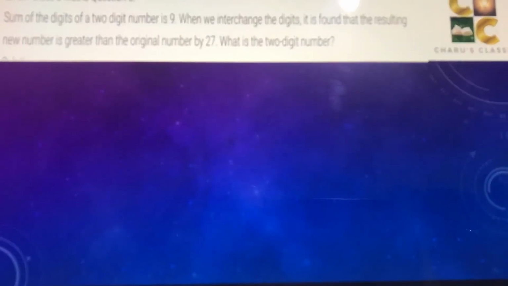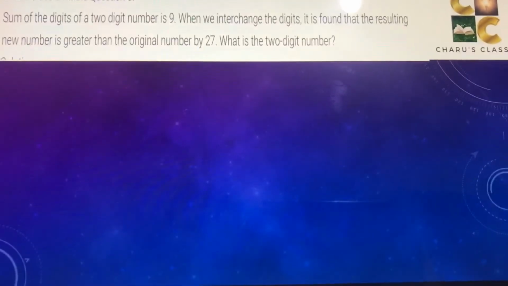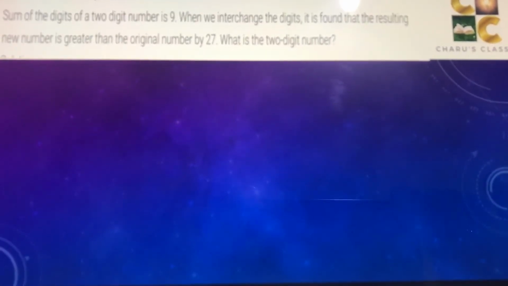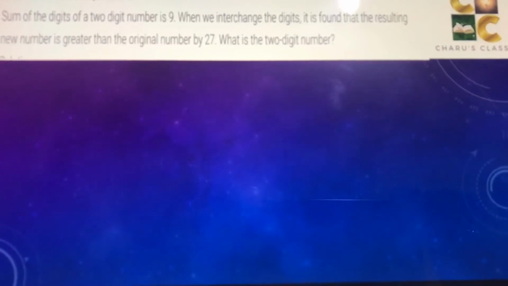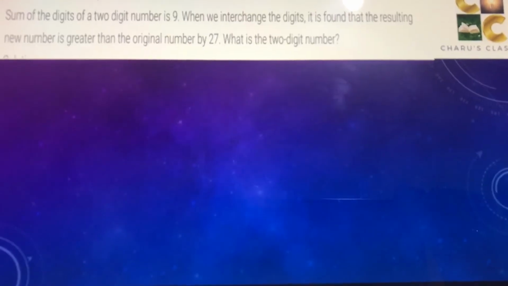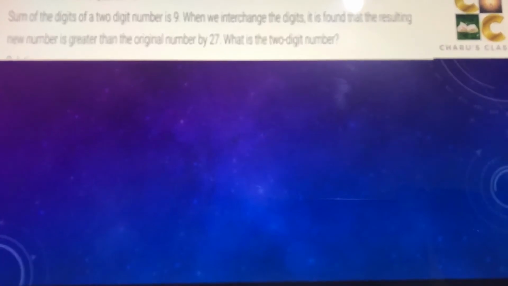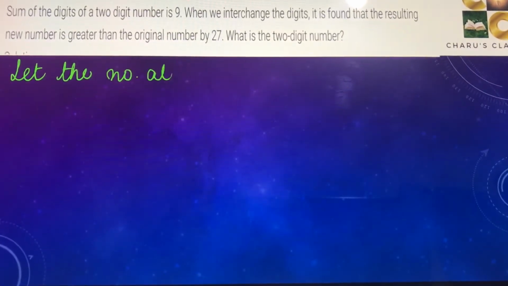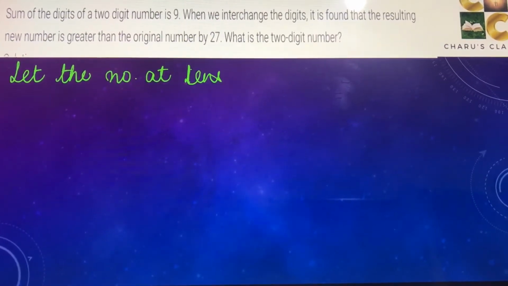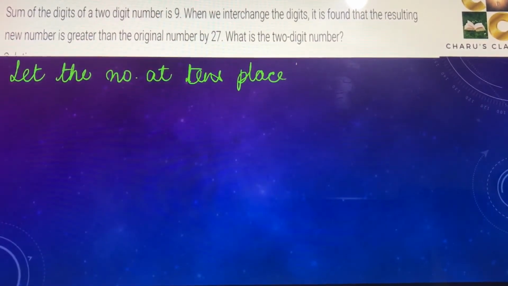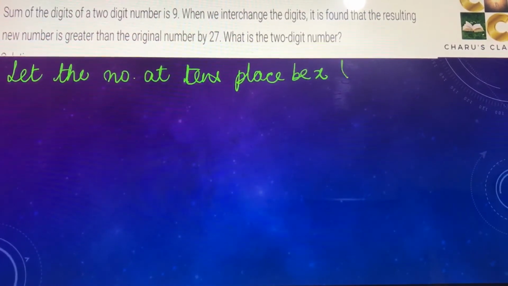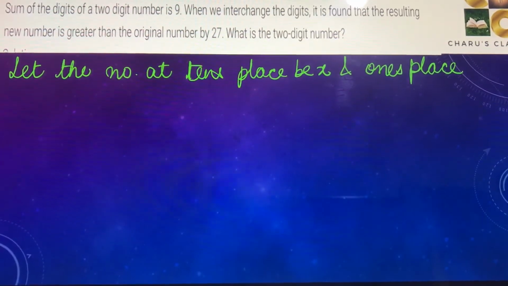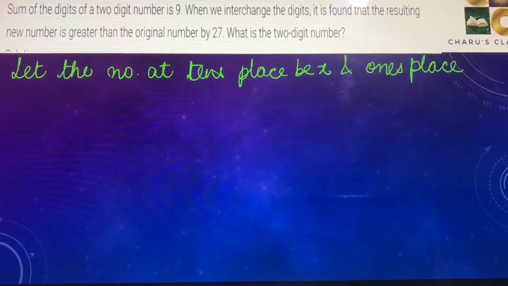Sum of digits of a 2-digit number is 9. When we interchange the digits, it's found that the resulting new number is greater than the original number by 27. For a 2-digit number, let's say, let the number at tens place be x and ones place. See, the sum of digits is given as 9.